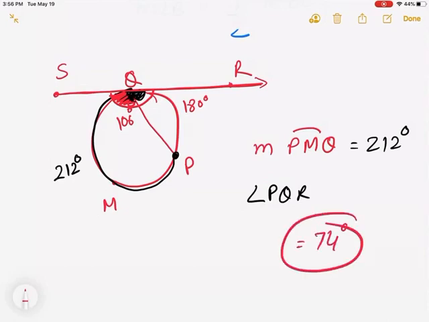So that's all about the tangent and chord relationship. Again, this is just like another type of inscribed angle.